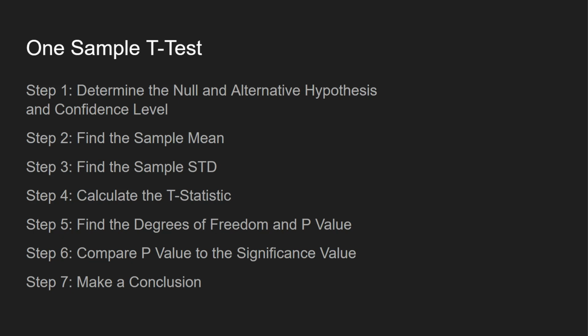So here's how you can go through the one-sample t-test step by step. Step one is determine the null and alternative hypothesis and confidence level. Then you want to find the sample mean, the sample standard deviation, calculate the t-statistic, find the degrees of freedom and p-value, compare the p-value to the significance value, and make a conclusion. Steps 6 and 7 you can technically combine together, but I just made them different steps, right?